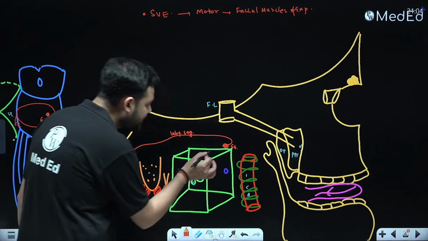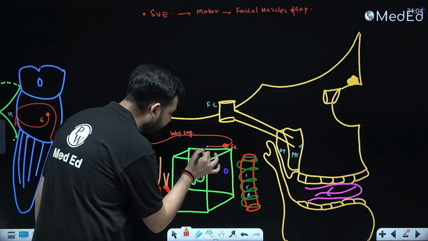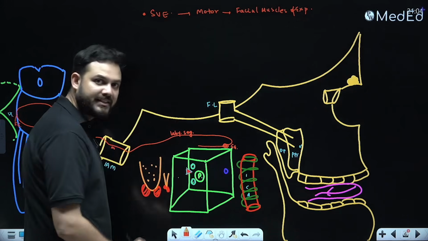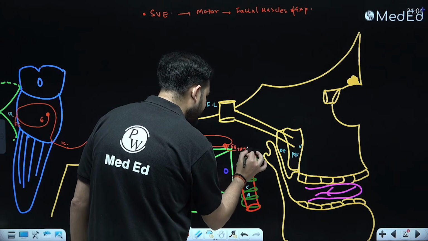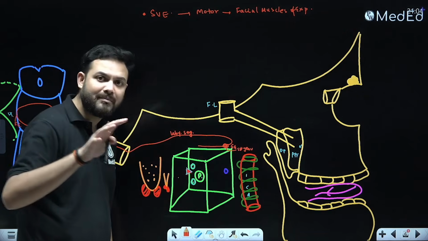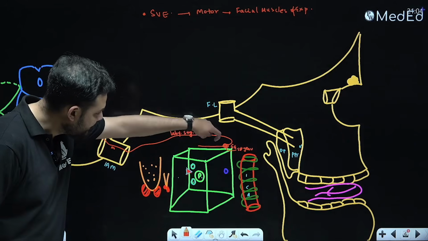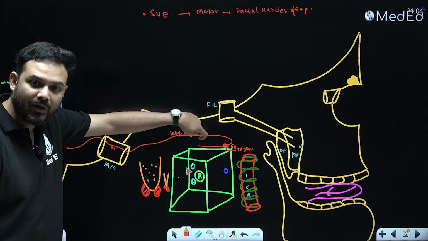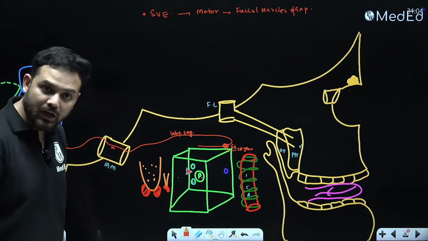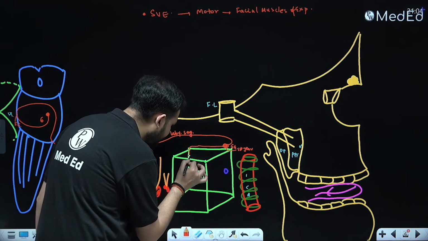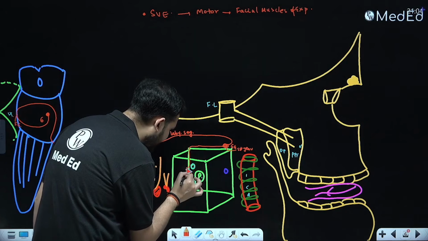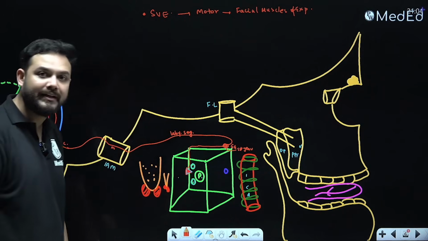Now after the geniculate ganglion, it turns. And this turn produced after the geniculate ganglion is called the first genu. First genu means bend. So now it will turn towards the roof of the middle ear, and this is called the first genu. Now this facial nerve from the geniculate ganglion will come down and go behind the pyramid.